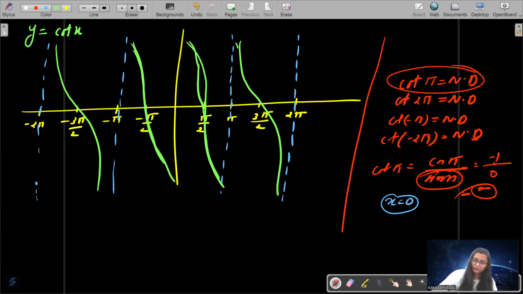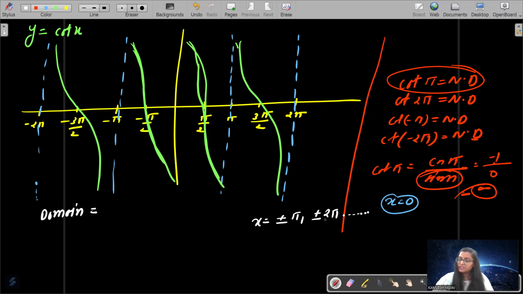So according to this graph, what is the domain and range? For the domain, we see that at some points cot x is not defined, when the point is x equal to plus minus pi or plus minus 2 pi and so on. At these points, the curve never meets, or we can also say they are asymptote points. So therefore, our domain is R minus n pi, and n belongs to the set of integers.